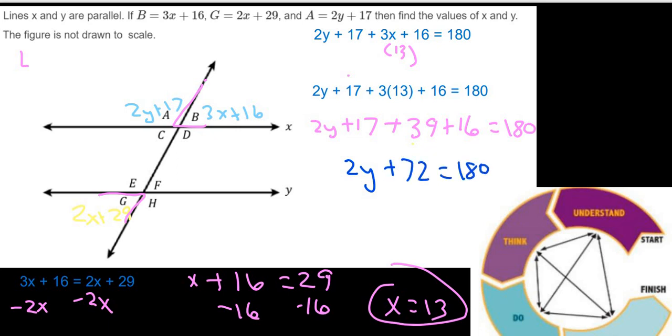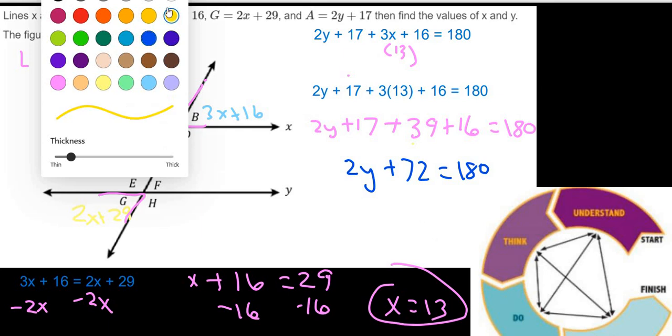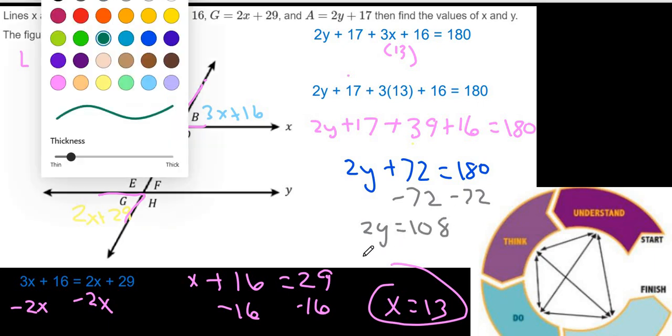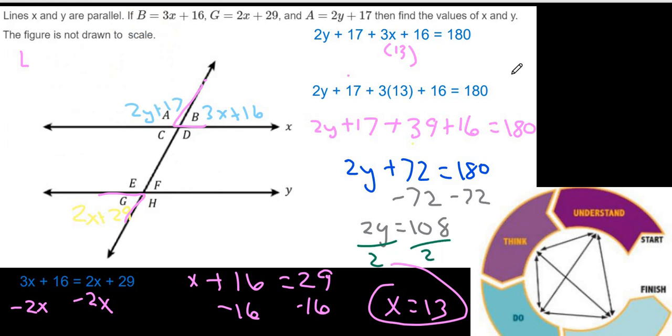Get rid of the stuff that's on the same side of the letter but not touching it. That's the 72. So we subtract 72 on both sides. And that's going to give us 2y equals 108. And we finally divide both sides by 2. That's going to give us y equals 54.